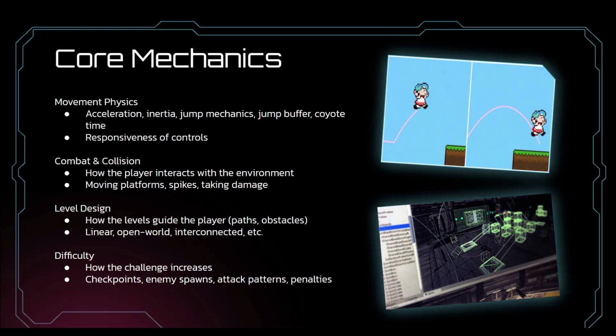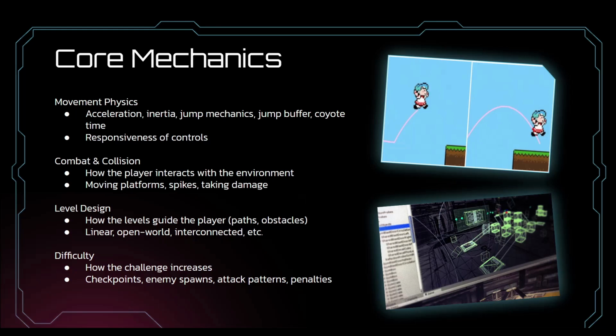So when analyzing a platformer, these are some of the core mechanics you should be looking at. The first one is movement physics and jumping. This includes any form of acceleration as well as inertia, which is basically the constant moving velocity of a player in a direction. So say you jump forwards and you try to switch your direction backwards, there's going to be a bit of resistance because your player is already moving forward, and that's called inertia.